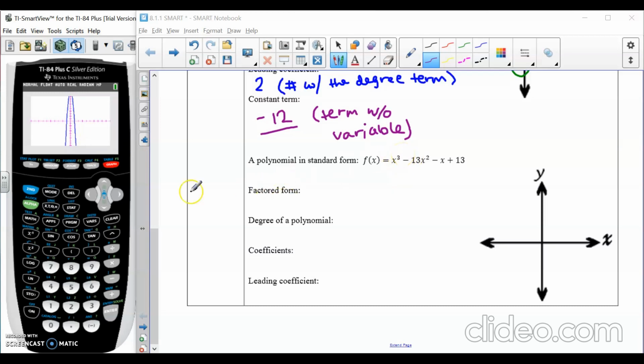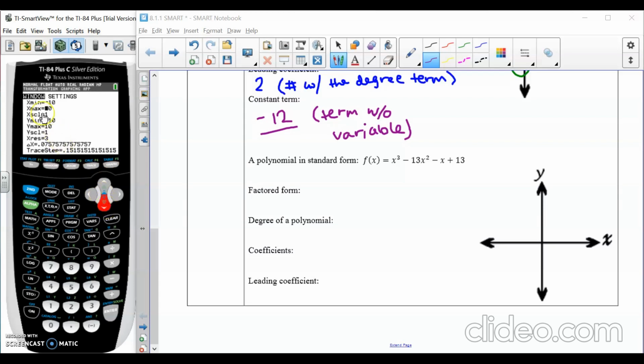That's something that we'll talk about even more in detail a little later, but it's something to keep in mind. The degree tells us how many x-intercepts or roots that we're going to have. So this isn't quite showing us everything, so I'm going to go to the window and make it show me more values on my x-axis.